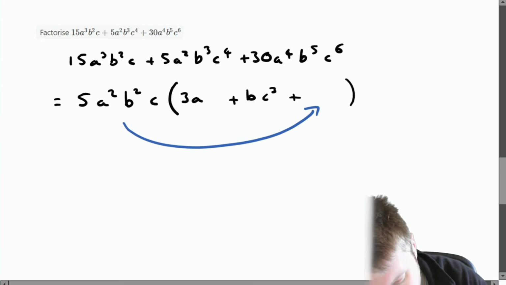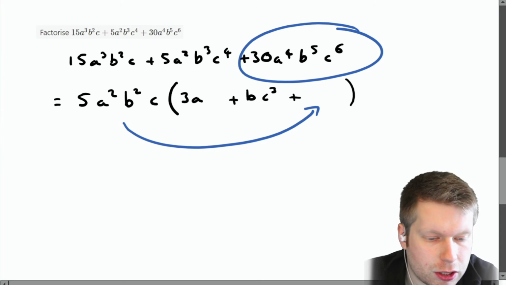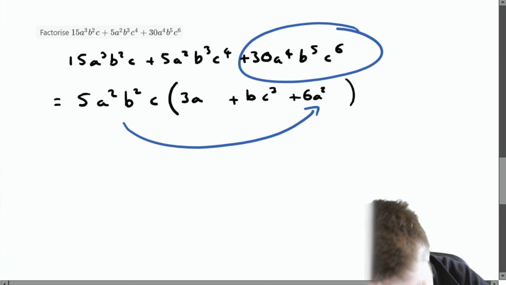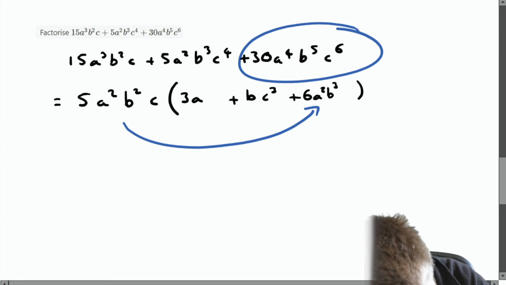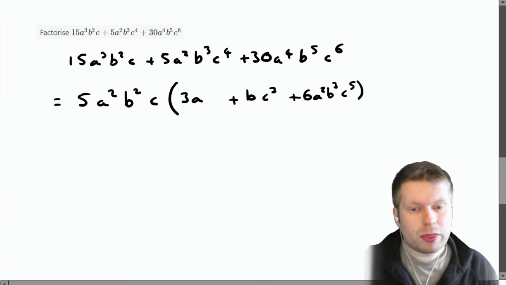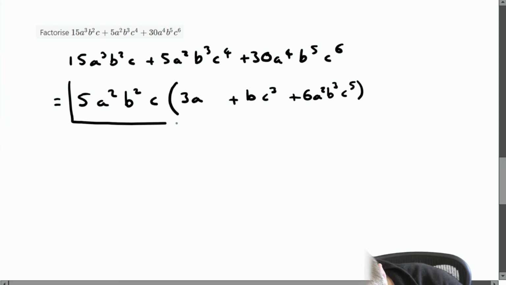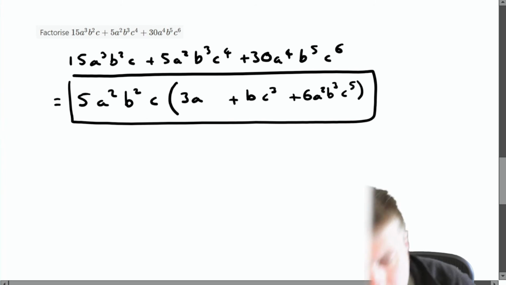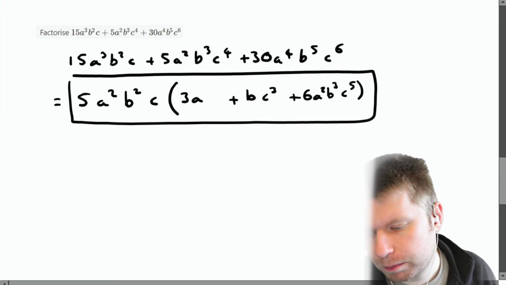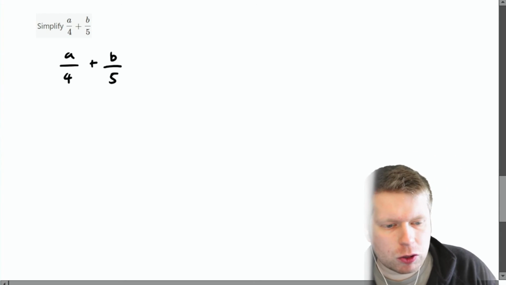Again, taking the thing outside the brackets, multiply it by something, it's going to give me my last answer. So 5 times what gives me 30? Well, that's going to be 6. a squared times a squared is going to give me a to the 4. b squared times b cubed is going to give me b to the power 5. And then finally, c times c to the 5 is going to give me c to the power 6. So that would be my final answer. But you can see, hopefully, how methodical I'm going through and doing that. It's no different to the example we just did. There's just more stuff going on. That's the only difference. Okay, so now we're moving into algebraic fractions.